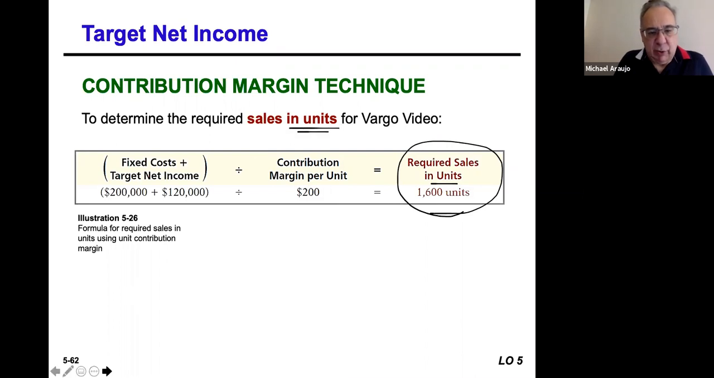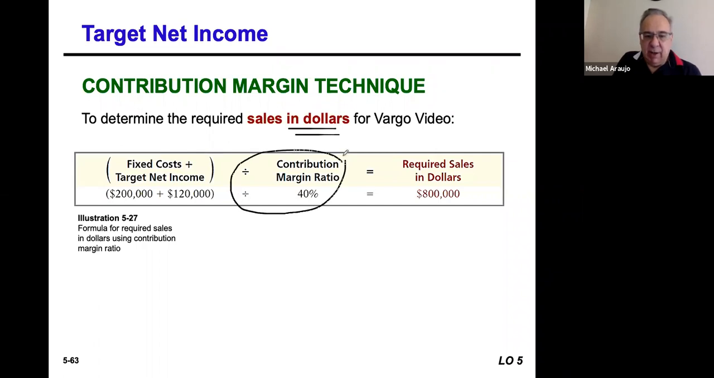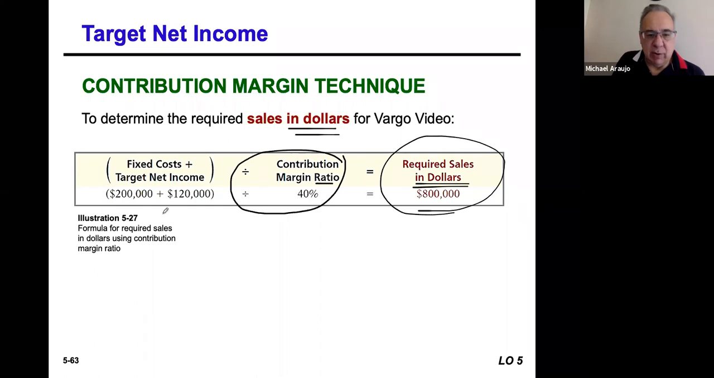As you also know, you can do this in dollars. In dollars, it's different because we're dividing our fixed costs and target net income by the contribution margin ratio, which is still 40% for this company. Now we have $320,000 in costs and income to cover on a 40% contribution margin ratio, which means we're going to have to sell $800,000 worth of these camcorders in order to get this particular net profit that we want.